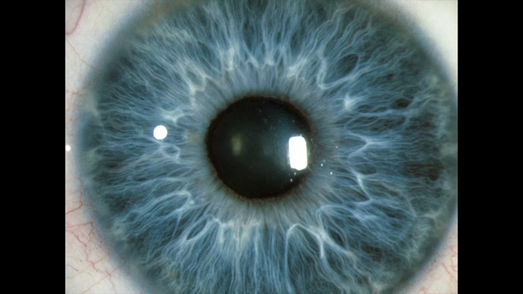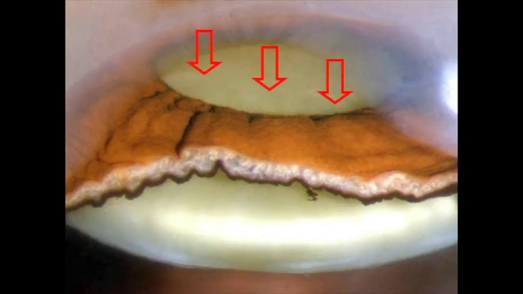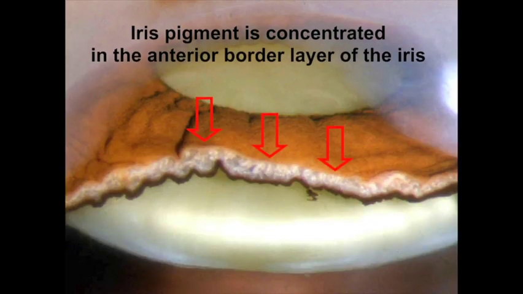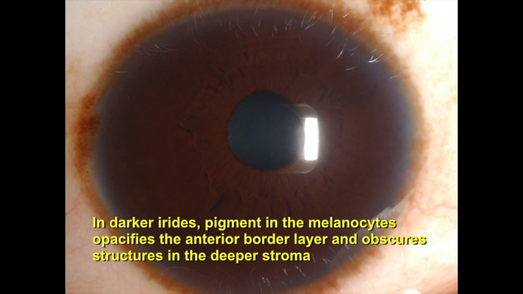Radially oriented, undulating white lines dominate the biomicroscopic aspect of the blue iris. The white lines are the collagen-clad iris vessels located in the mid or deep stroma. These are visible in lightly pigmented irides because the melanocytes in the anterior iris lack pigment and are transparent. The iris pigment is concentrated in the anterior border layer of the iris. In darker irides, large amounts of pigment in the melanocytes opacifies the anterior border layer and obscures the iris vessels and other structures in the deeper stroma.